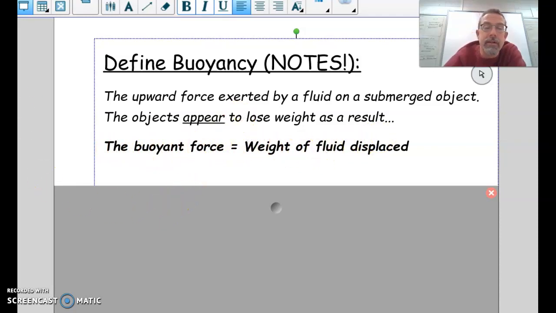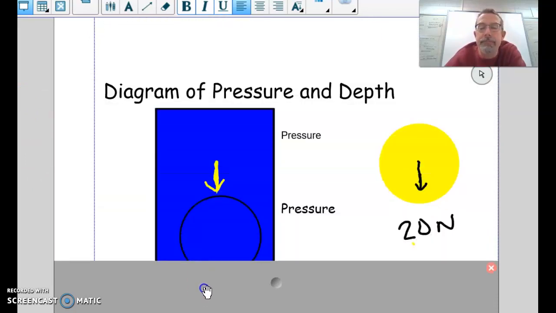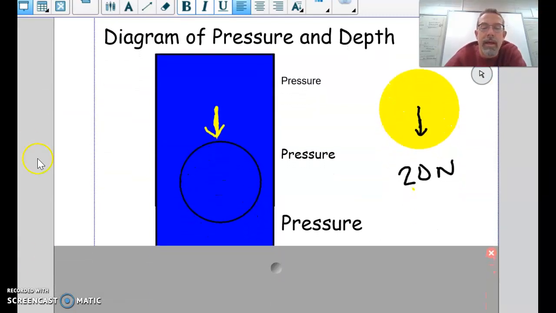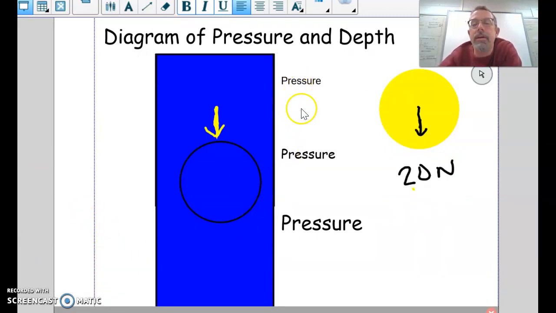So let's take a look at an example of this, and we're going to run through this a couple of times. Now, those of you who were at a distance yesterday, you will kind of understand this. As I go deeper in a fluid, the pressure increases. And as a result, the net force is to push upward on something. If there's more pressure here and less pressure here, the net result is to try to push something up. That's that buoyant force. So let's say I have this yellow object here.